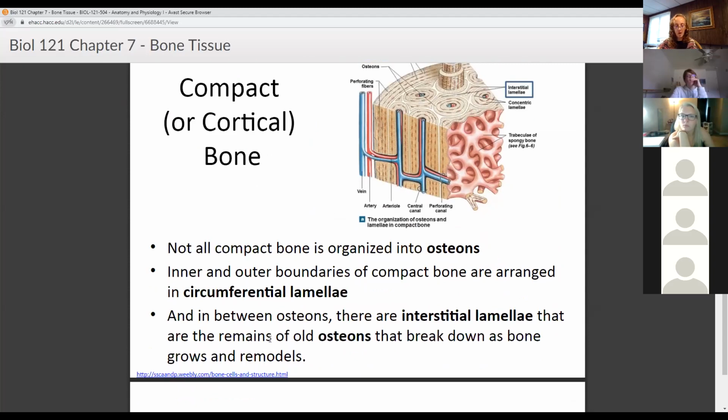As we've talked a lot about osteons, we've talked about how they're made of concentric lamellae. Not all compact bone is only made of osteons. The inner and outer boundaries of the compact bone are, shoot.